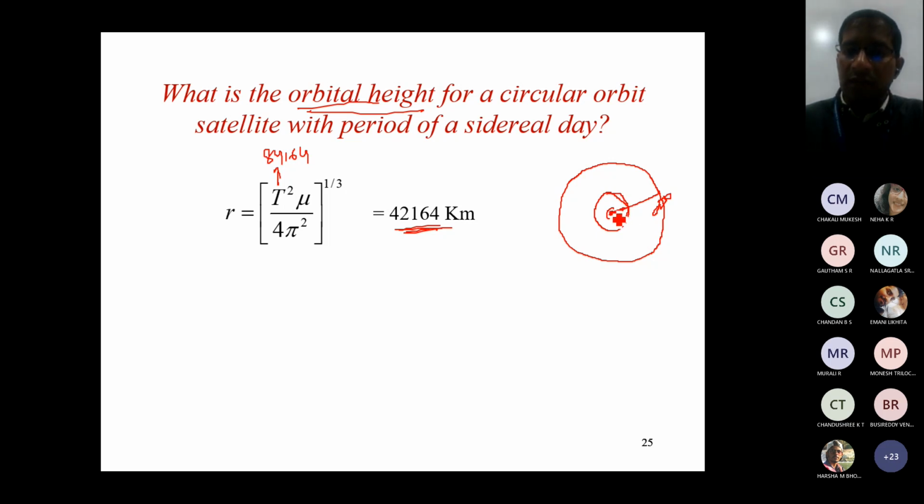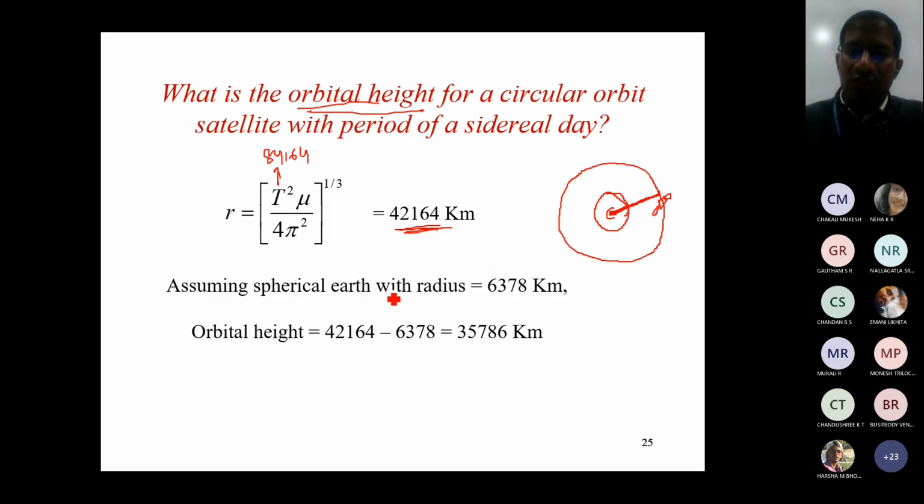But when it is asked what the orbital height is, it includes this distance also, that means from the center of the Earth to the Earth's surface. So that is the Earth radius, and the Earth radius is included. Then from the Earth's surface, what is the altitude of the satellite? You have to subtract the Earth radius. So remember this value, nobody is going to tell you this value: the radius of Earth is 6,378 kilometers. Subtract this from 42,164, and you will get 35,786 kilometers.